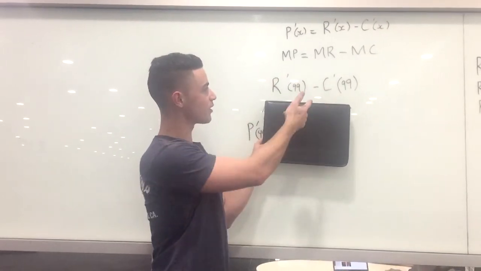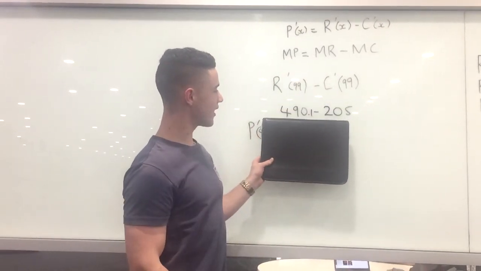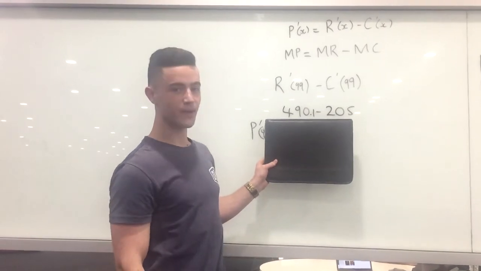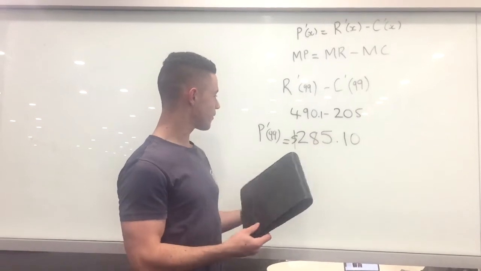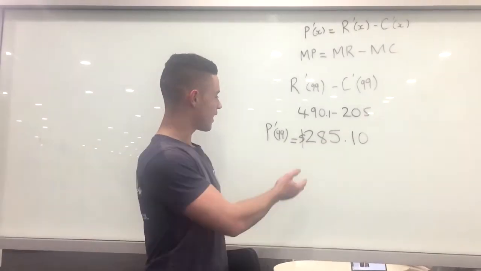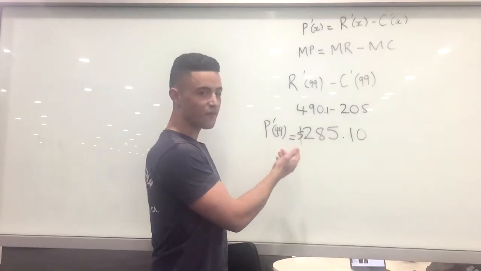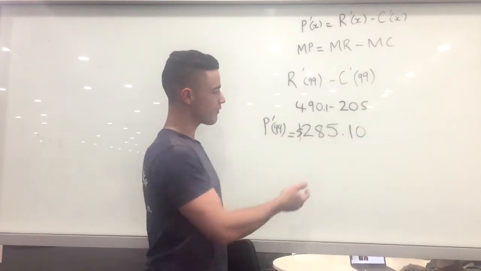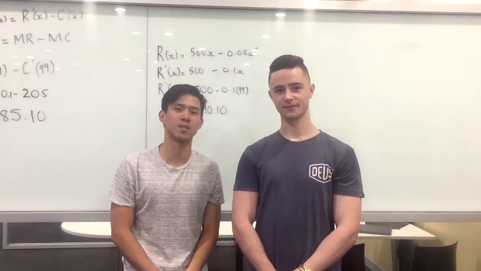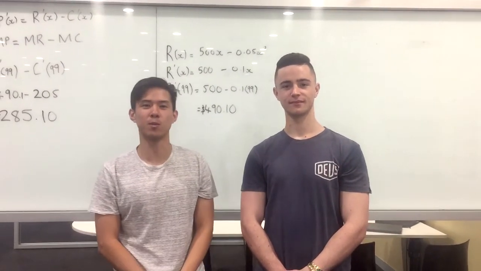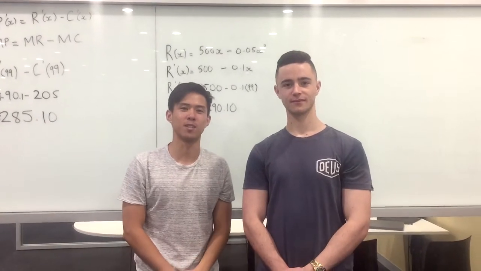In this case, we subbed in 99. So our calculation will be 490.1 minus 205, which gives us the answer of 285.1. So basically what this means is after selling 100 bikes, we made a marginal profit of $285.10. So as we can see, derivatives are a great way for businesses and economists to know how much quantity to produce in order to meet business goals.